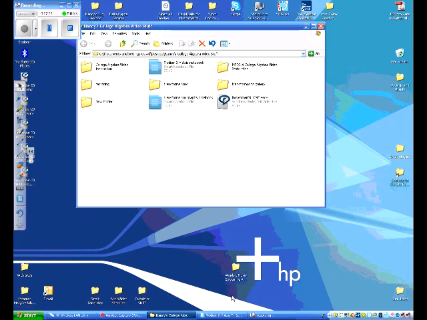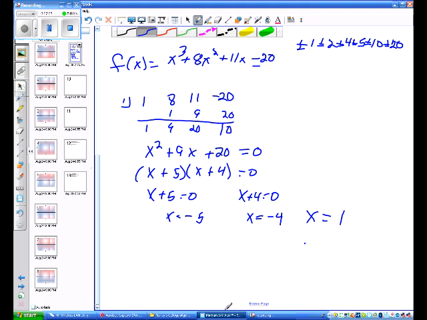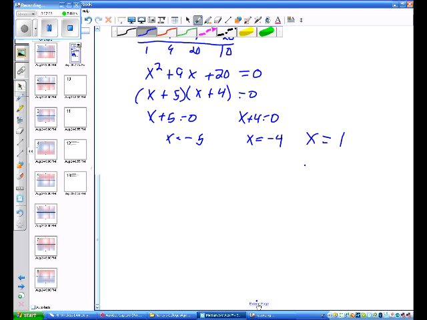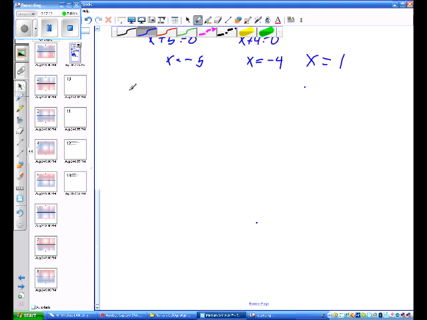Let's look at another one. This one we're going to look at one that's to the 4th power. So let's say we have x to the 4th minus 6x cubed plus 22x squared minus 30x plus 13 equals 0. So we want to find our roots.